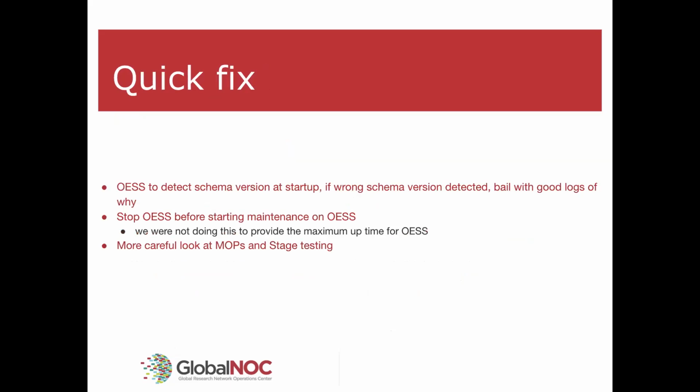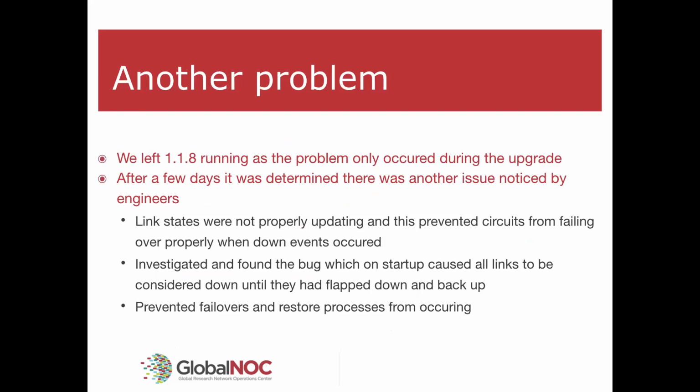The good news is, hey, this is a quick fix. We can prevent this from happening again. Just detect if we put a schema version in, detect if we're not running the right version, and if we're not, just bail out. Additionally, we'll just stop OESS before we do a maintenance again, so that we don't have this problem. And in general, be more careful looking at MOP and stage testing.